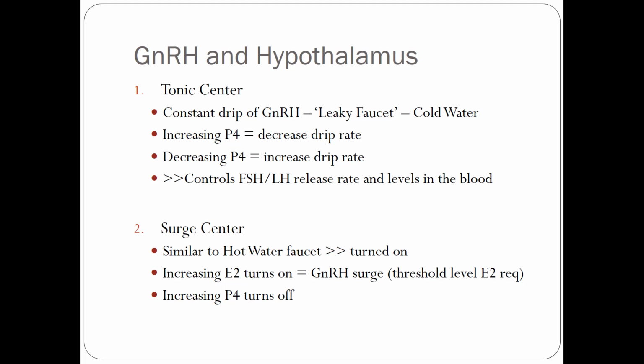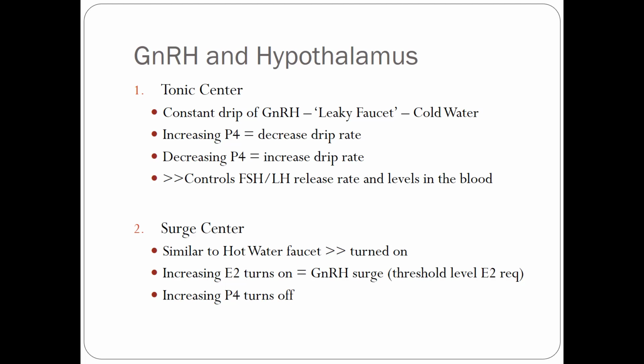The flip side of this in the female is the surge center. In the hypothalamus, the surge center is really similar to a hot water faucet, turned on full bore. The neurons in the surge center are really responsive to increasing amounts of estradiol or E2, which will then result in a surge of GnRH being released from the hypothalamus and targeting the anterior pituitary. A threshold level of estradiol is required for this surge to take place, and this is why we call it the surge center.